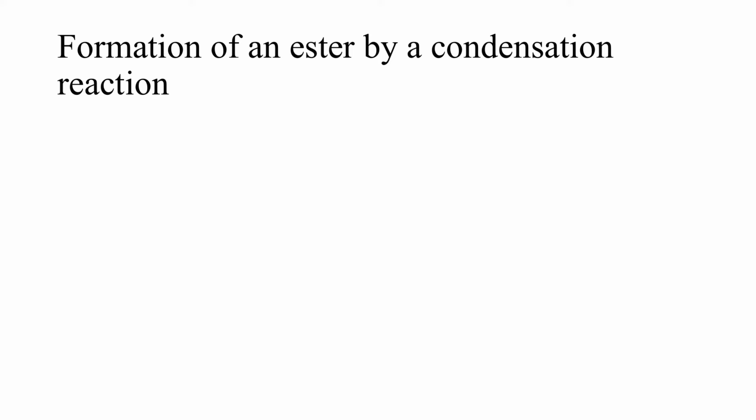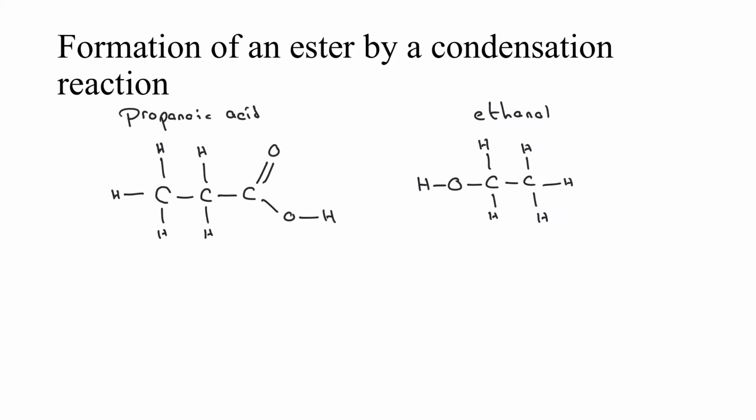So we form an ester by reacting a carboxylic acid with an alcohol. So I'll draw one of each of those for you and I'll show you how we form an ester. Okay, so we've got propanoic acid and we've got ethanol. Now remember, carboxylic acids have got this functional group on their end carbon, so the C double bond O and OH, whereas an alcohol can have the OH anywhere on the carbon chain.